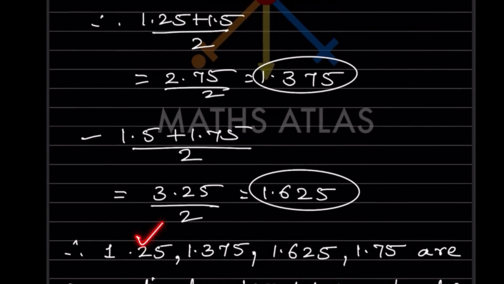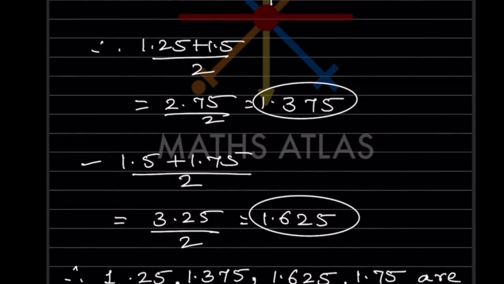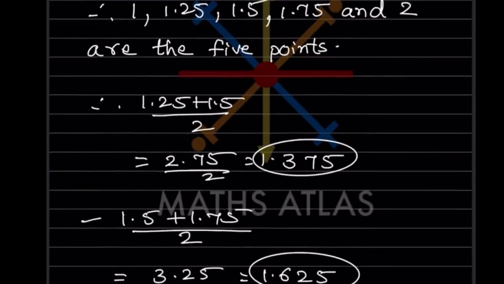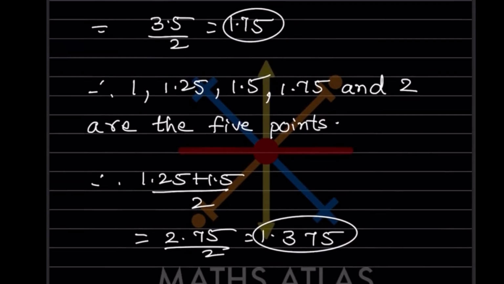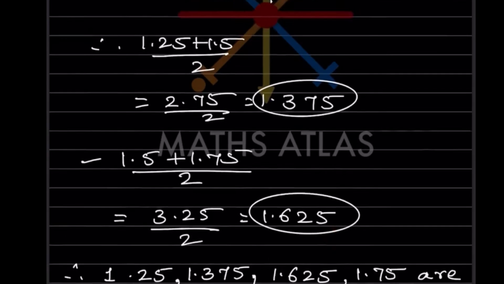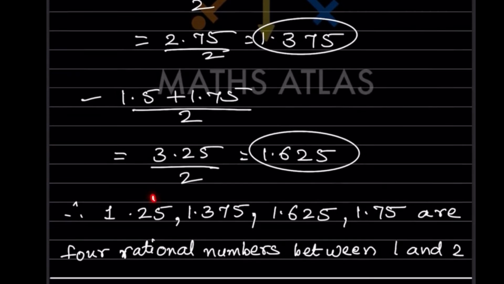So 1.25. We want numbers between 1 and 2, so we'll consider this 1.25. Then we will take 1.375, because we have to arrange in proper order: 1.25, then 1.375, then 1.625, and then we get 1.75. So now we got these four natural numbers between 1 and 2.